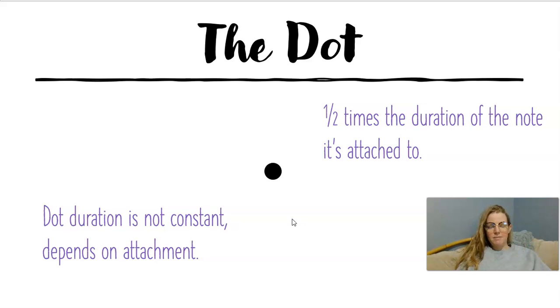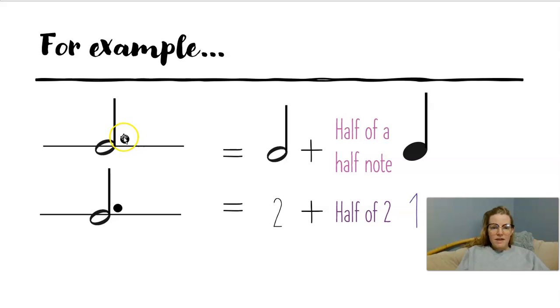But our dot is going to be located to the side of our note, kind of like a freckle. And it's going to add half the duration of the note that it's attached to, which means that the dot does not have a consistent duration at all. It all depends on what it's attached to. For example, if we attach our dot to our half note, it's going to go to the right here.